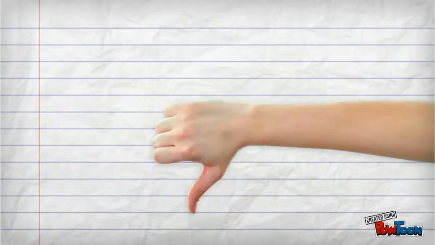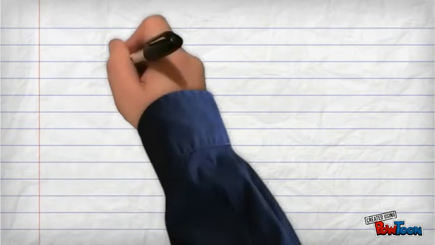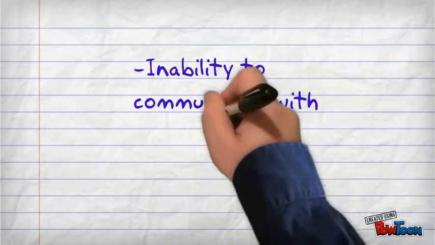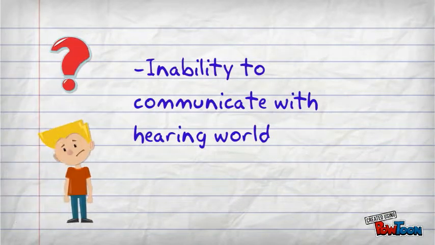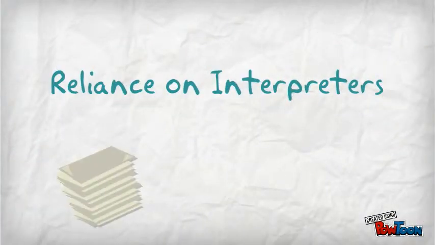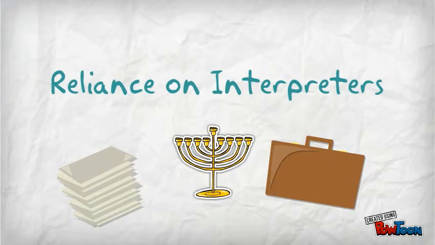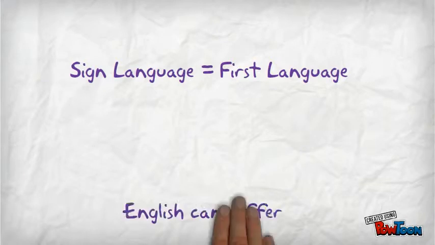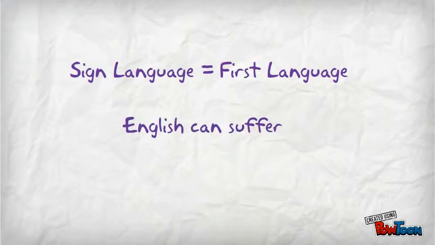There are several cons. The most common criticism of manual communication is the inability to communicate with the hearing world effectively. This can be a huge source of frustration and isolation for deaf individuals who rely on sign language. This also means that these individuals have a greater reliance on interpreters for education, job interviews, church services, and more. Finally, because sign language is their first language, English can also suffer, leading to poor reading and writing skills.